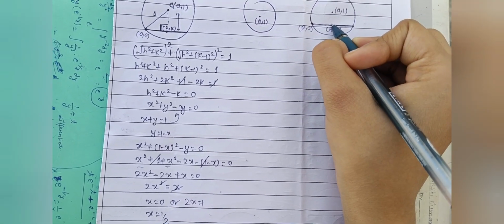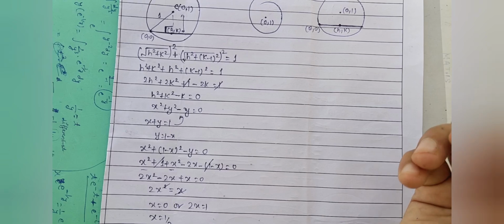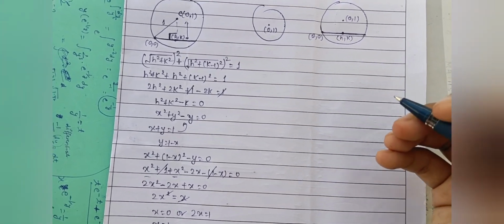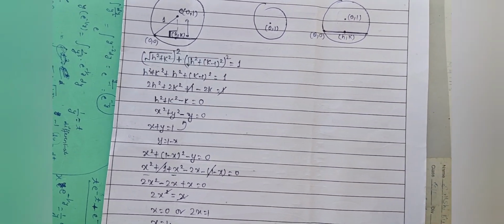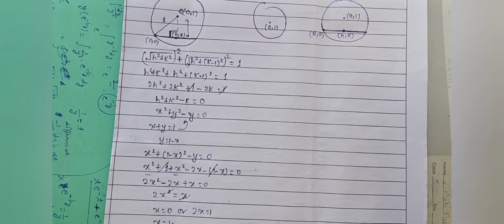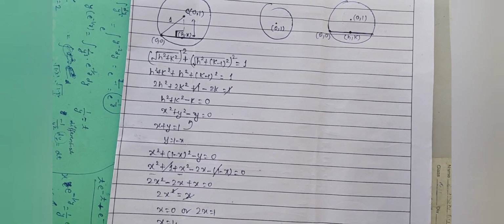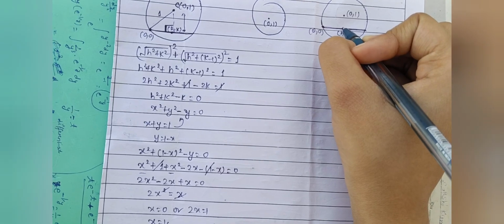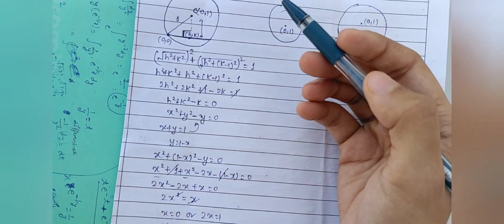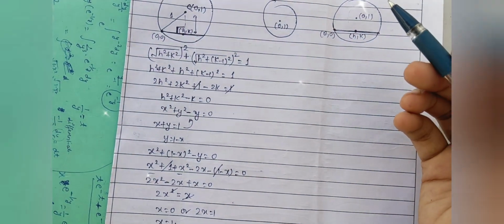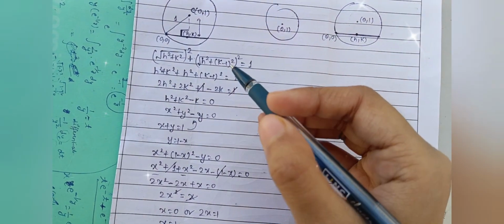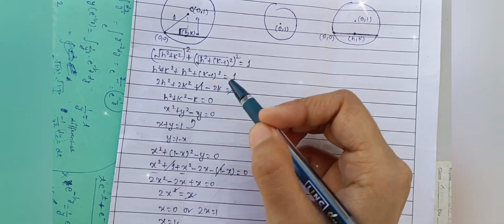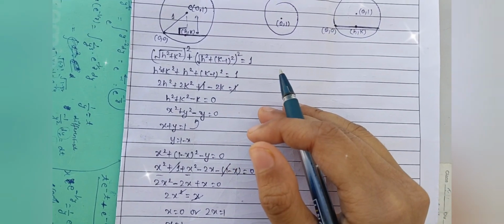Since we have to find the locus of the midpoint of the chord, we will assume the midpoint of the chord to be some (h, k), because whatever point's locus we have to find, we assume it to be (h, k). So here we assumed it to be (h, k), and now we will check what other information is given in the question, so that we can find an equation in h and k, and that will be the locus.